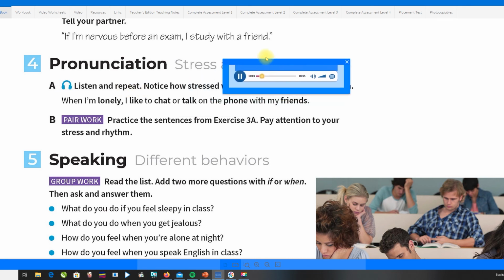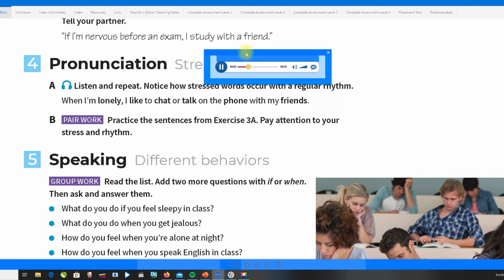Page 9, Exercise 4, Pronunciation, Stress and Rhythm. When I'm lonely, I like to chat or talk on the phone with my friends.